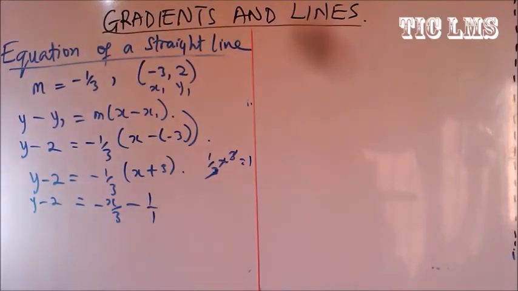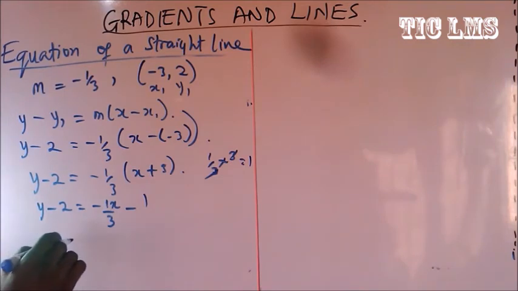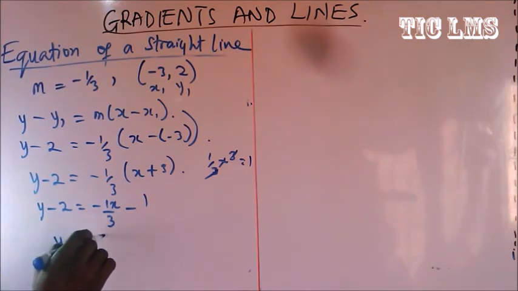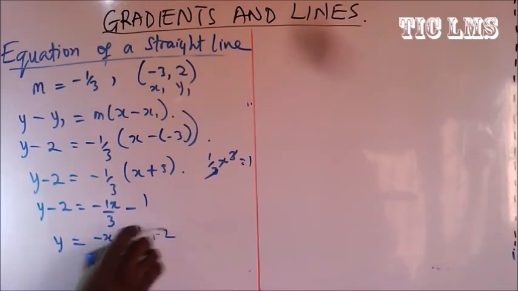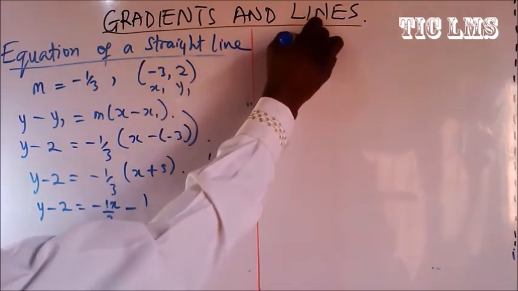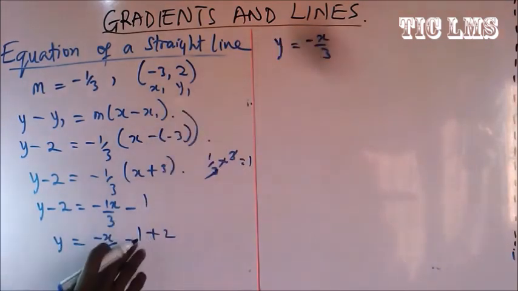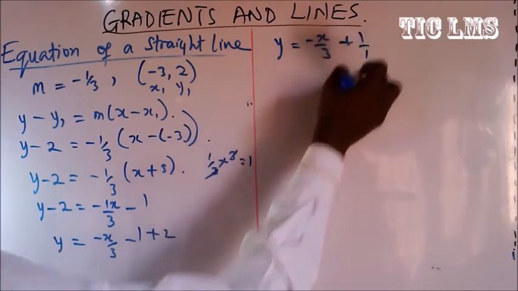The next is that we could collect the like terms, so we bring this minus 1 over here. So we have y equal to minus x over 3 minus 1 plus 2. That leaves us with plus 1 all over 1.